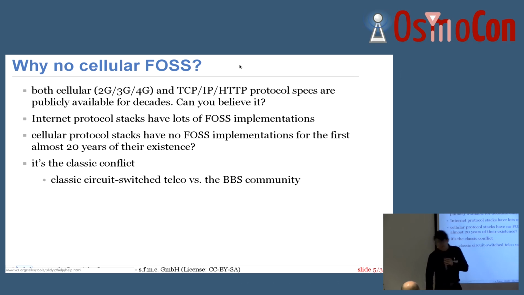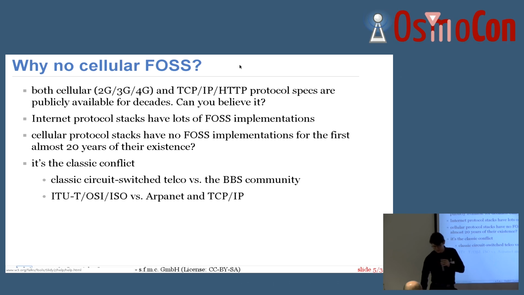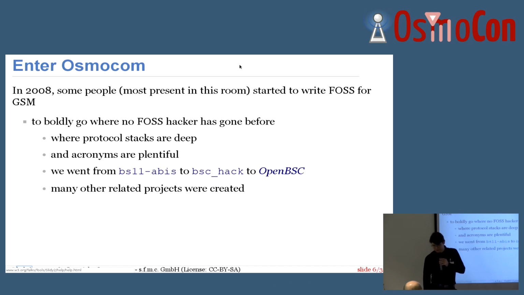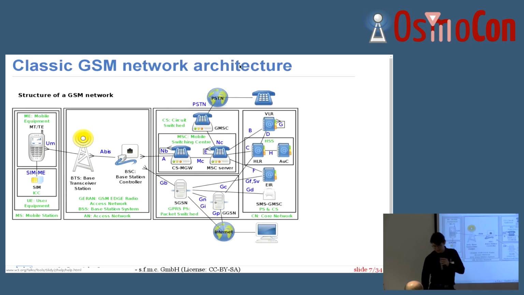So basically, why do we have this? I think it's the classic circuit-switched telephony versus BBS community that lived on in this world. We have the BBS community that has a lot of similarity with the internet community, and we have the classic telecom community with circuit switched and all this history of ISO OSI versus TCP/IP and so on. Okay, I'm just skipping through those slides. So basically, we did some work, as I already mentioned in the introduction.